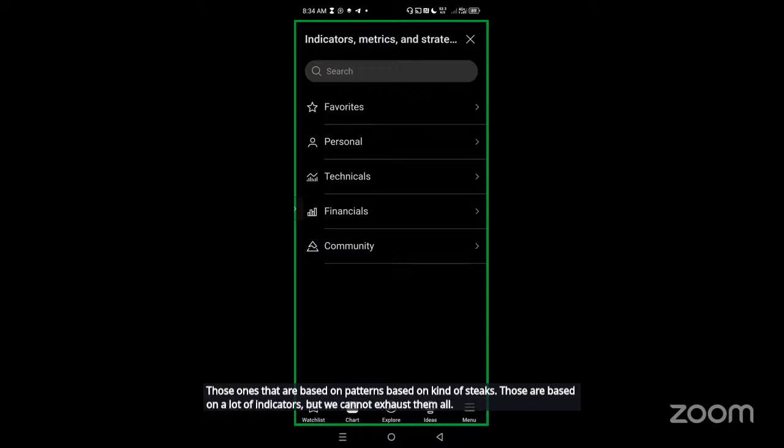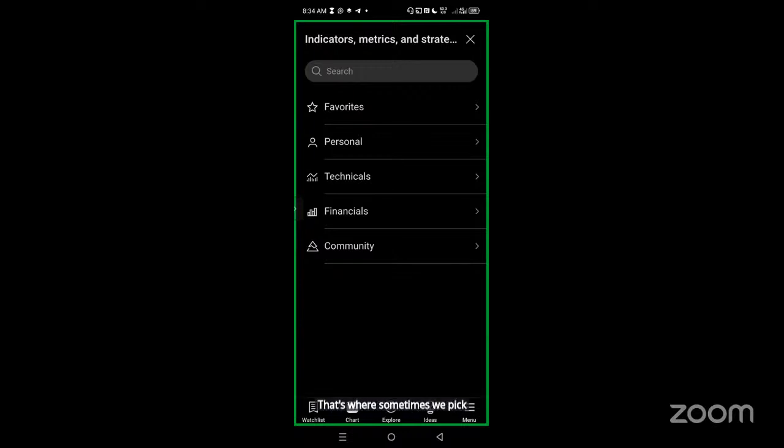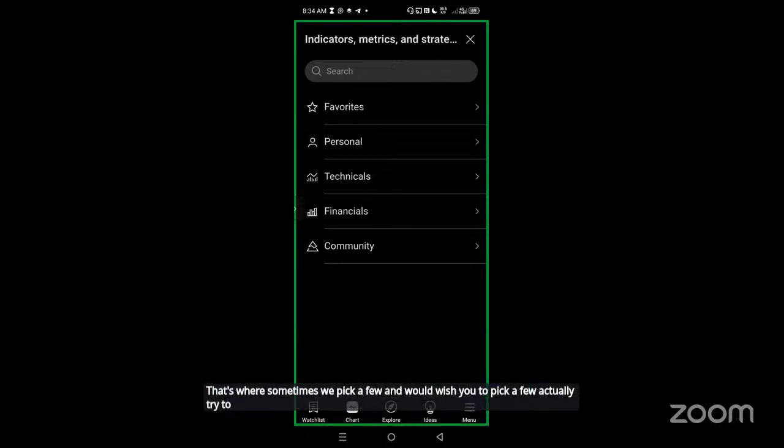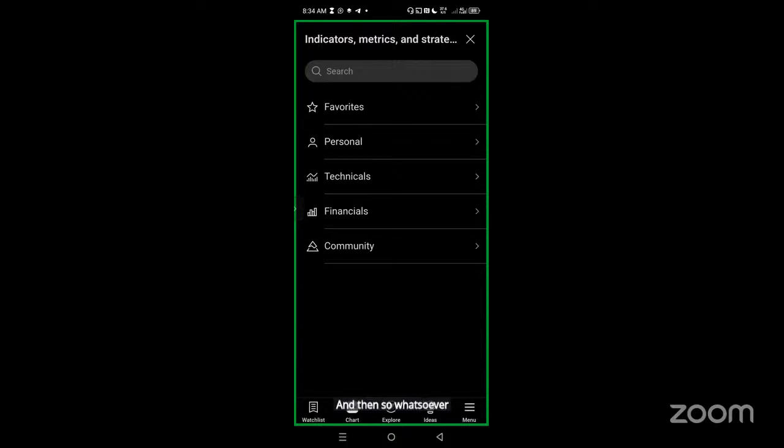That's why sometimes we pick a few and would wish you to actually try to understand them deeper, because they are the most commonly used indicators and they're user friendly. Okay, that's why we tend to concentrate on them. So whichever indicator you choose, it's just a matter of perfecting yourself in it.